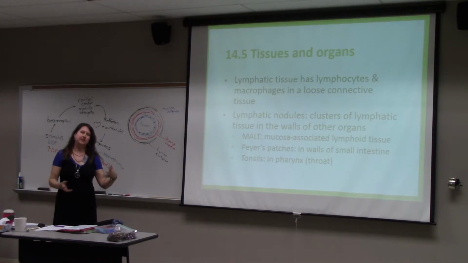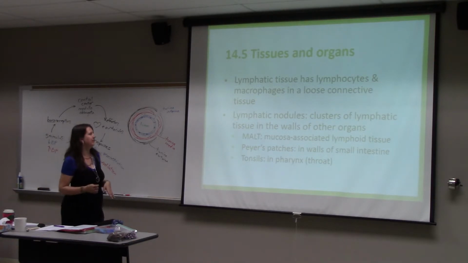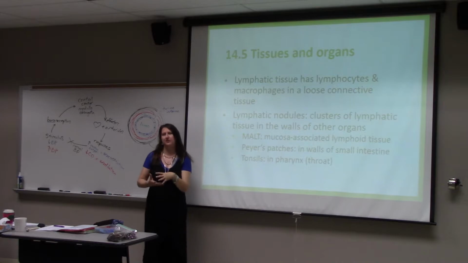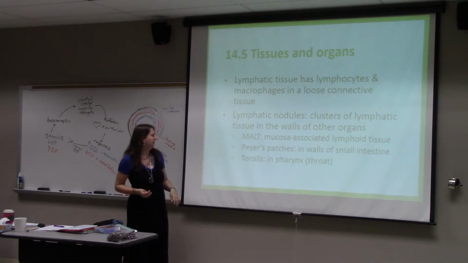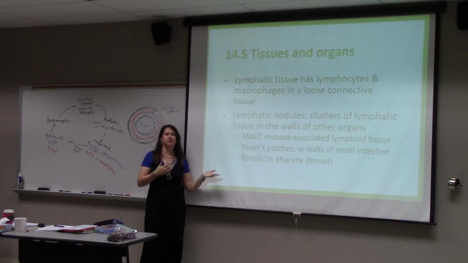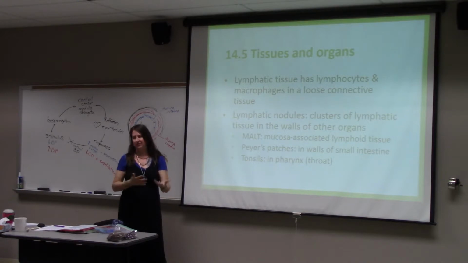Lymphatic tissue is a specialized type of connective tissue that has a lot of lymphocytes and macrophages in it, so white blood cells of a sort. It's found in clusters in the walls of some other organs. We call that lymphatic nodules. In general, those nodules are called MALT, which stands for mucosa-associated lymphoid tissue. So it's lymphatic nodules in the mucosa of some organ, like the airways, the throat, the intestines, and so on.